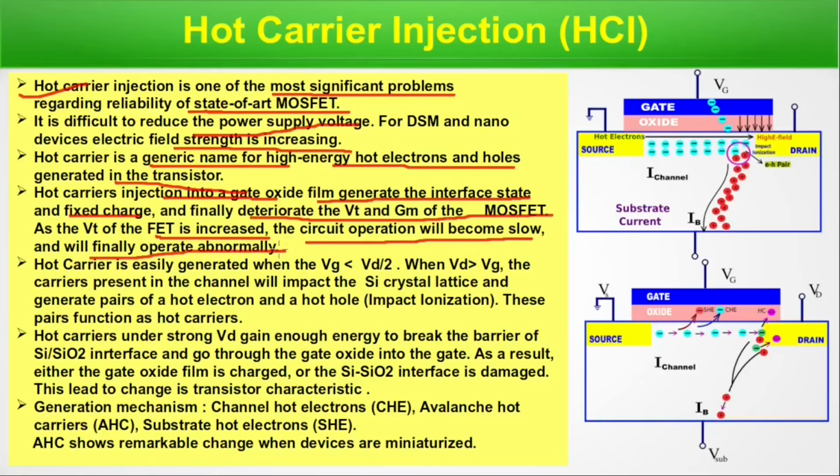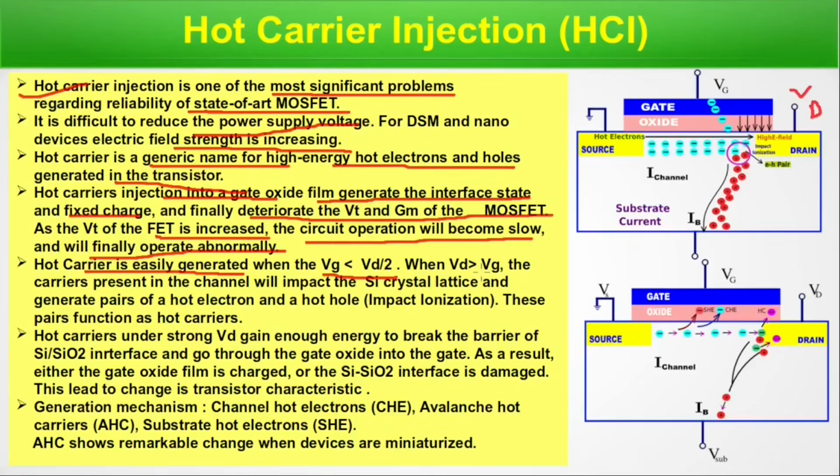VT is high. It will take higher voltage to turn on. It will take more time to turn on. So if it takes more time, the circuit cannot match the final timing. Hot carrier is easily generated when VG is less than VD by 2. That means VD is much much higher than VG. That is, VG is less than half of VD.